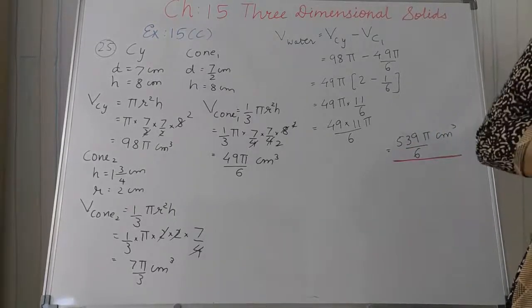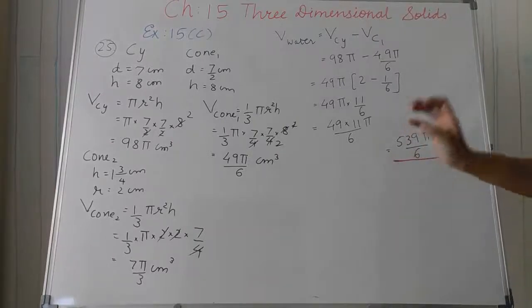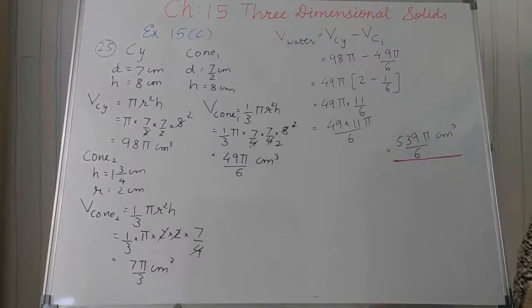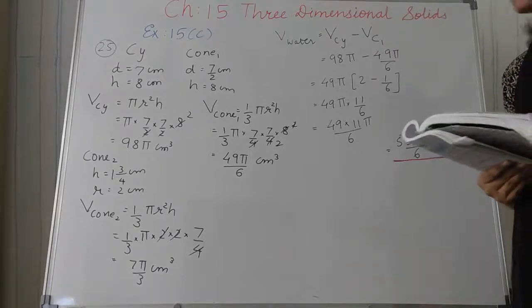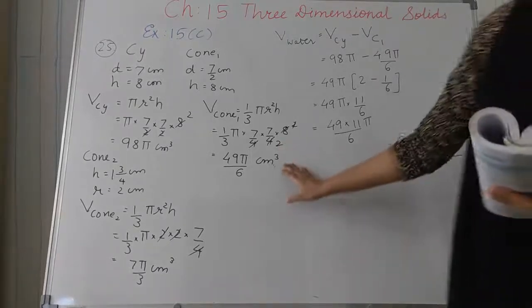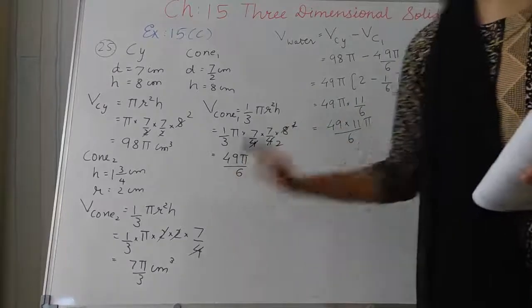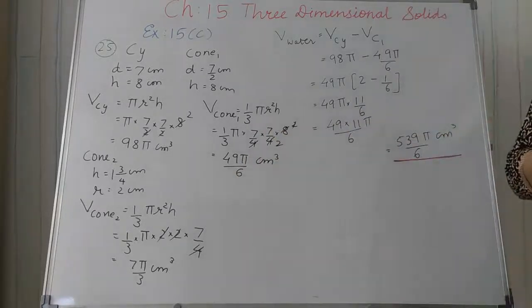So 539 by 6 pi centimeter cube. The other question is also there. If the cone is replaced by another cone, it means if we replace cone 1 with cone 2 now, then what happens? So what is the drop in the level? How much is the height reduced? That also we have to find out.